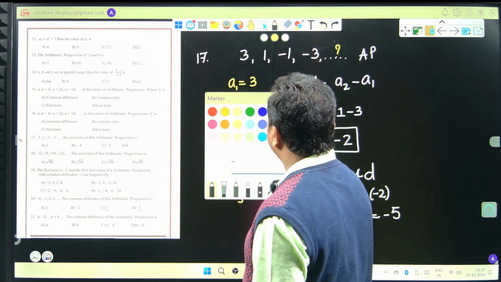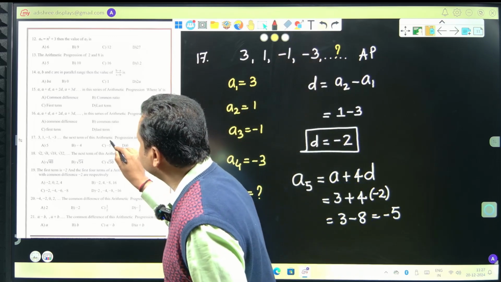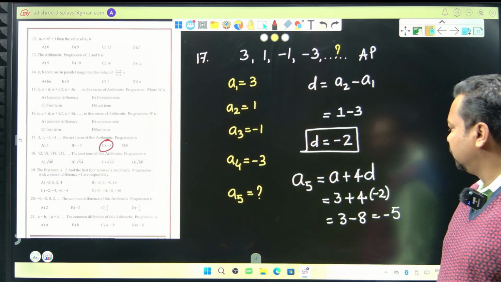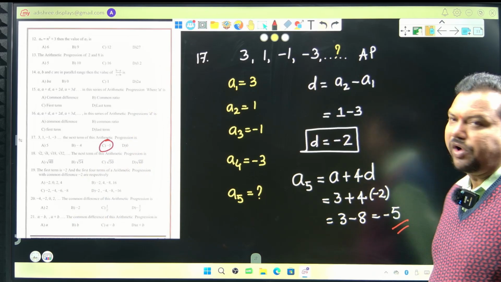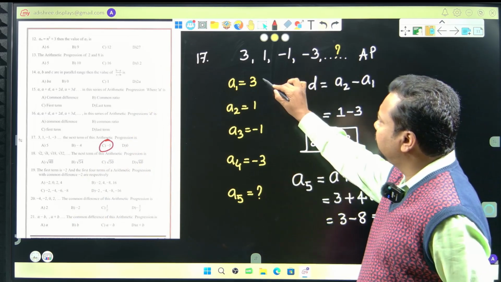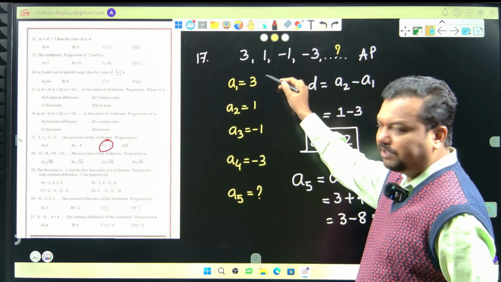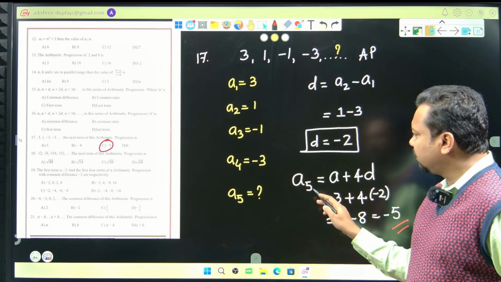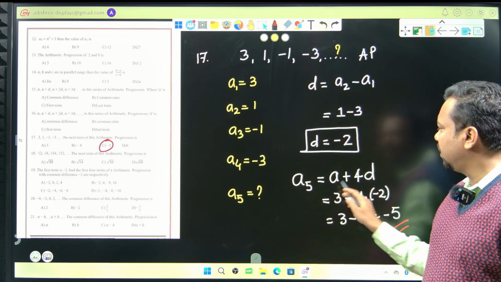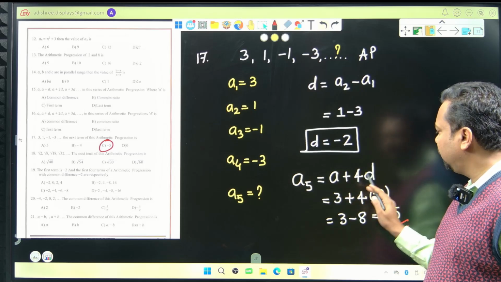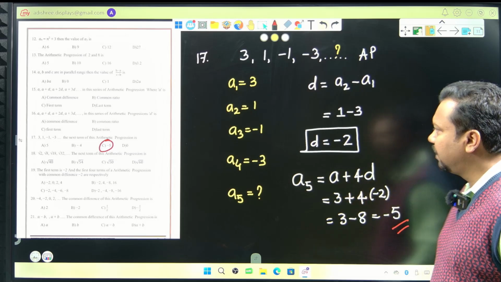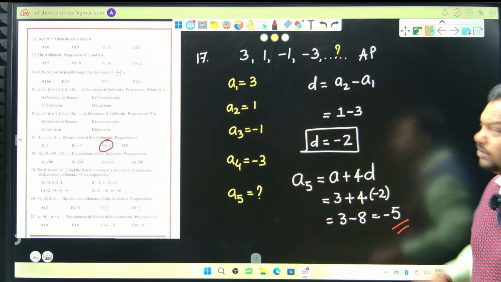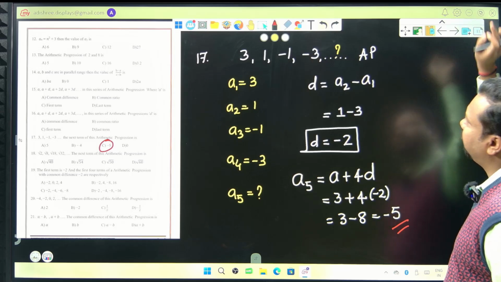Therefore, what is my answer in this case? Option C. Option C is -5. So I'll go with option C. So what we have done? First we understood the value of A or A1. Then we understood the value of D, that is common difference. Then we substituted everything in A5, that is A plus 4D. A means 3, D means -2. Hence my answer is -5. I hope you understood this. Let's go for the next one.